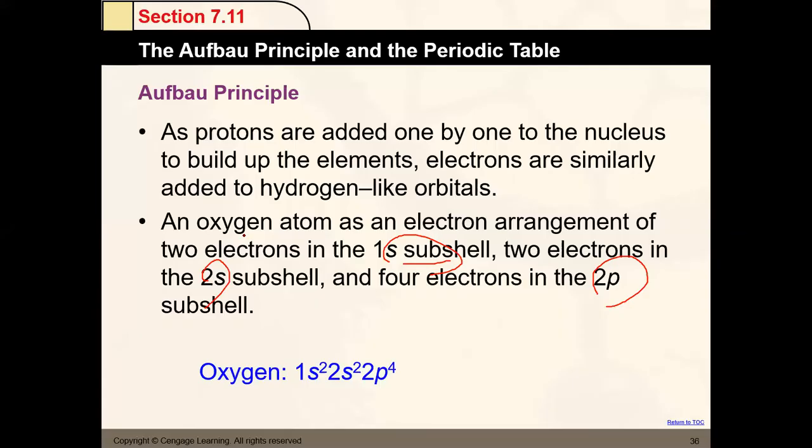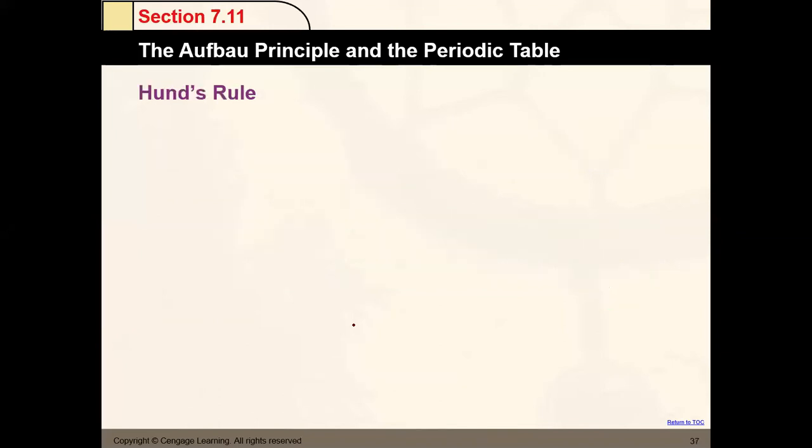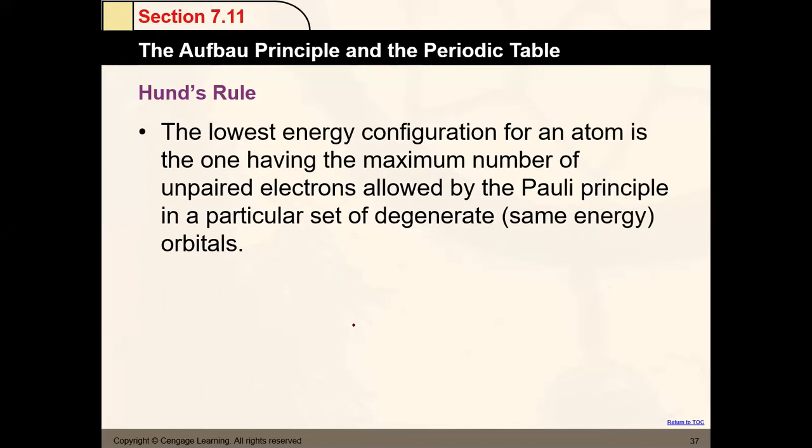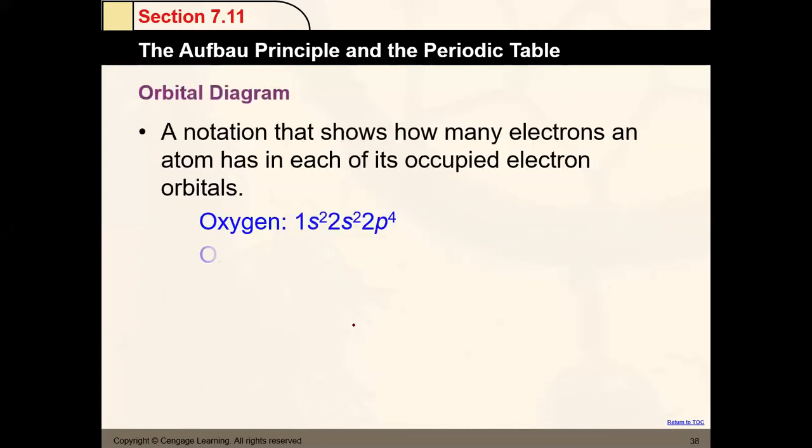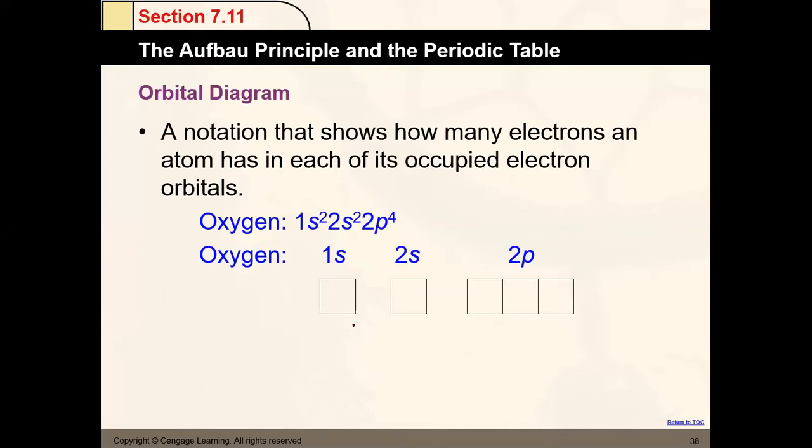Okay, so here we have the 1S2, 2S2, 2P4. Hund's rule says that the lowest energy configuration for an atom is the one having the maximum number of unpaired electrons allowed by the Pauli principle in a particular set of degenerate, same energy orbitals. So here is what that means, the Hund's rule.